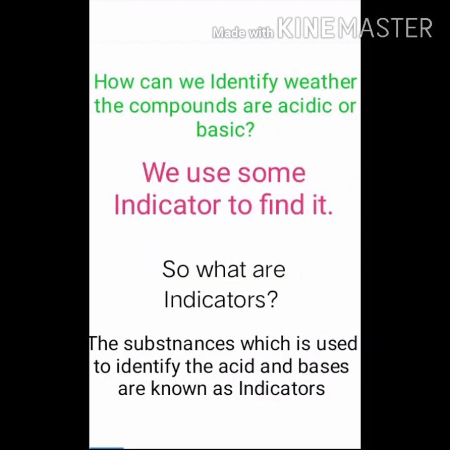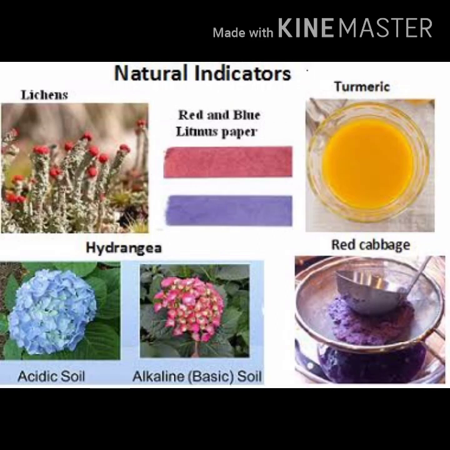So, how can you identify whether the given compound is acidic or basic? We use some indicators to find it. So, what are indicators? The substances which are used to identify acids and bases are known as indicators. These are some natural indicators: turmeric, red and blue litmus paper, red cabbage, etc.